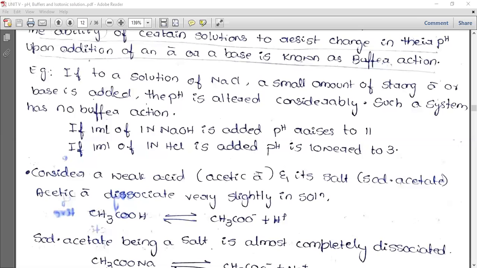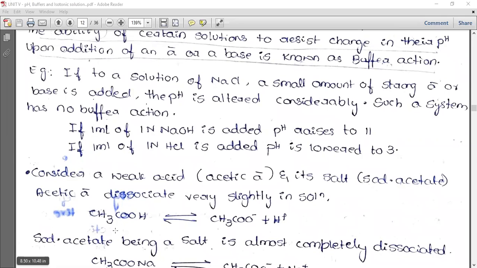Consider a weak acid like acetic acid and its salt, sodium acetate. Sodium acetate, being a salt, will dissociate completely. Acetic acid is a weak acid, and in general a weak acid partially dissociates. So acetic acid dissociates very slightly in solution. This is the forward reaction and this is the backward reaction. Both are happening at once.